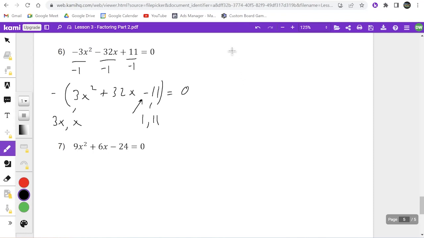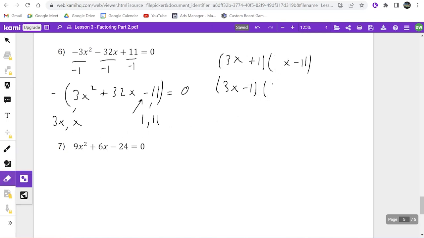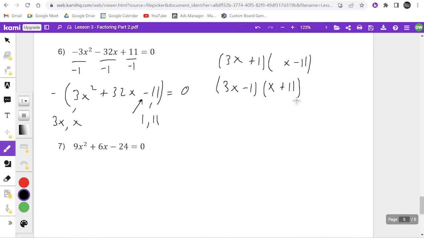And now I need to write out all the different combinations. So for instance, there is 3x plus 1 times 3x minus 11. There is 3x minus 1 times, oh, not 3x, I apologize. Let me erase that 3. That was just supposed to be an x, sorry. So the second one, 3x minus 1 times x plus 11. The third one is, or is that it? That actually might be it.